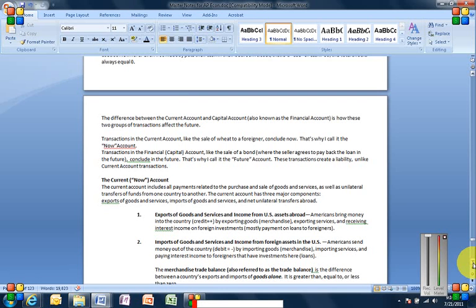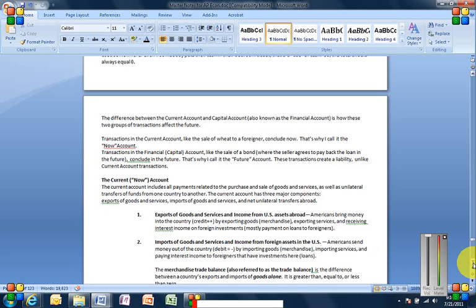Everything happens now. The impact is current. That's why my shorthand is that I call it the now account. Transactions in the financial or capital account, like the sale of a bond where the seller agrees to pay back the loan in the future, conclude in the future. And that's why sometimes the shorthand I use to refer to the financial account is the future account.